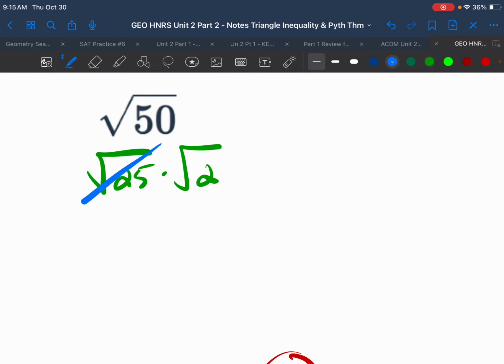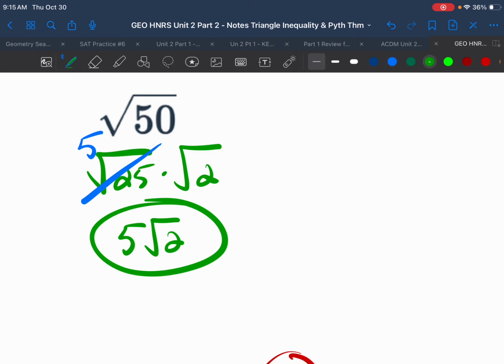Now, square root of 25 is just 5, and my final solution, or my simplified radical, will be 5 radical 2, all right? Now, in your calculators, you can type in the square root of 50, and that would give us an approximated decimal. So this 5 radical 2 is the exact answer, right? So I just want you to notice that's the difference, right?